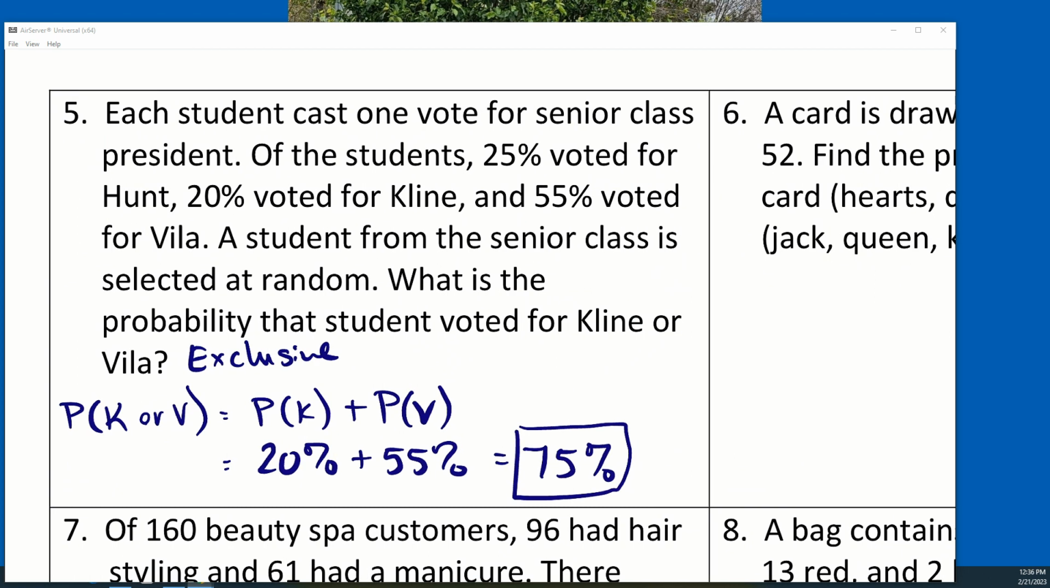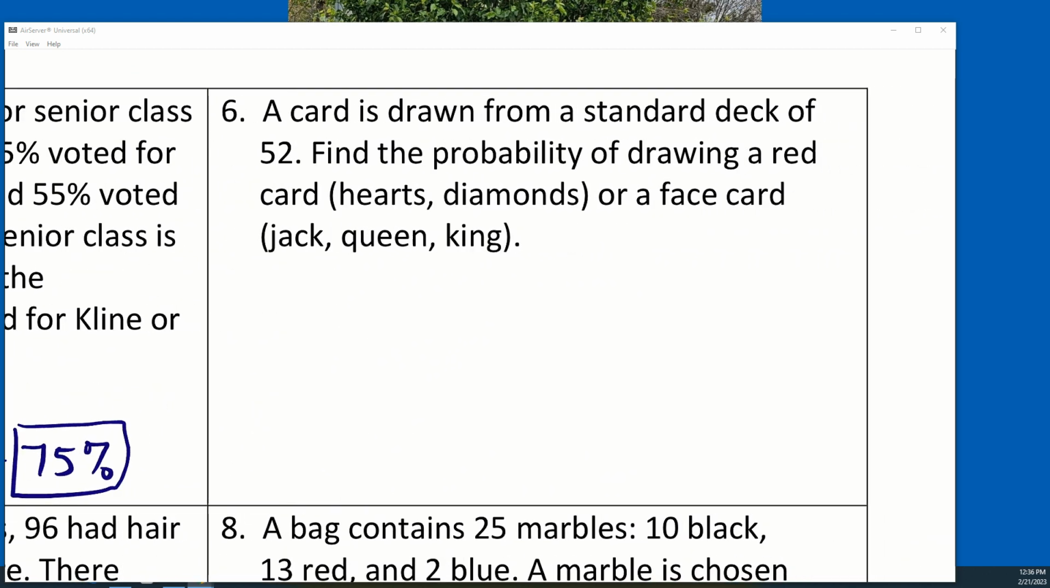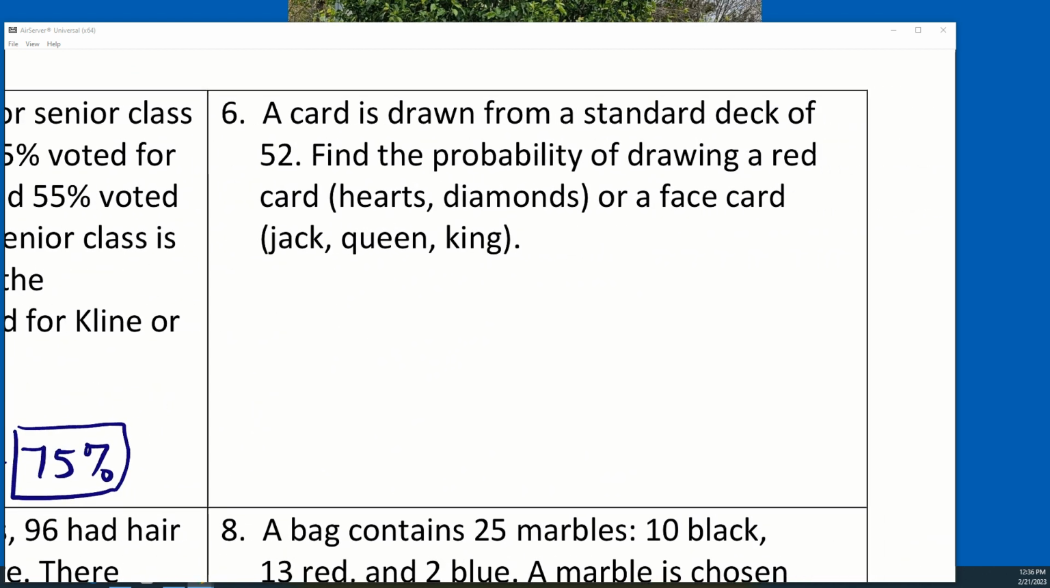Now, if you're not great with what's in a deck of cards, you might want to have this sheet today. I know there's at least one on your homework where you have to know what's in a deck of cards. A card is drawn from a standard deck of 52. Find the probability of drawing a red, and I'll tell you the reds are the hearts and the diamonds, or a face card, which is a jack, king, or queen. So can you draw a card that's a red face card? Yes. So this one is going to be inclusive.